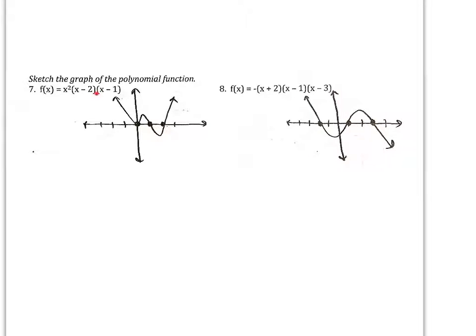7 and 8, you draw the graph. Couple things you need to remember here. First of all, put your zeros there. That would be a 0, the x squared, that's going to be a +2, and it's going to be a +1, so put your points there.